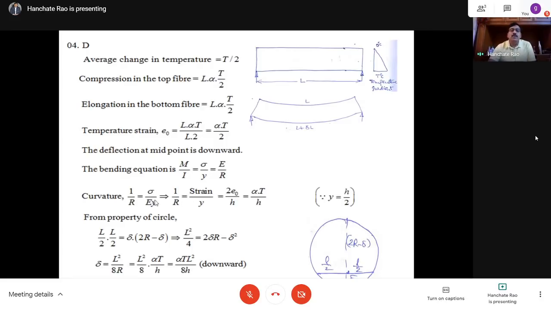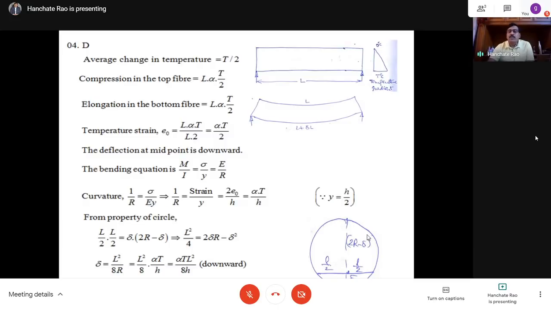Curvature is equal to sigma by EY. But sigma by E is nothing but strain, so strain by Y, where Y is H by 2. If you substitute, you get 2 E naught by H is equal to alpha T by H, where E naught is equal to alpha T by 2. So you get alpha T by H. That is the 1 by R.